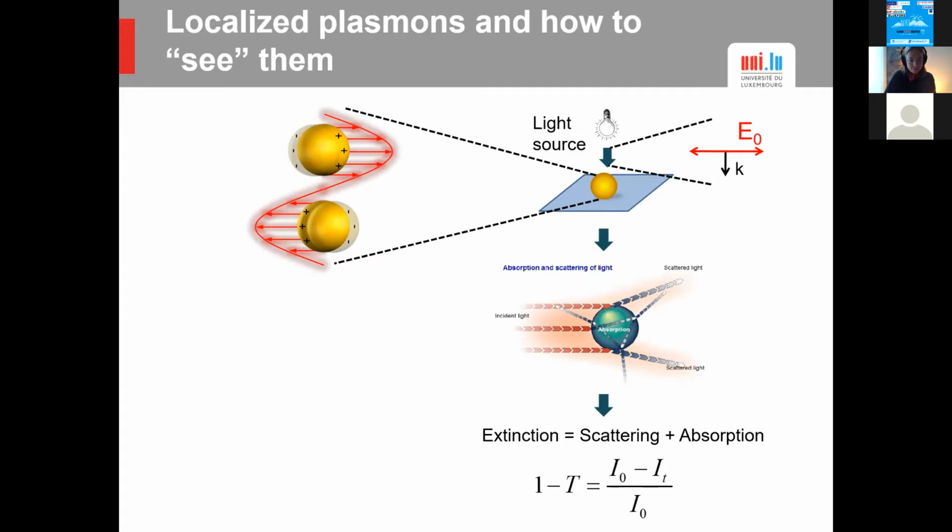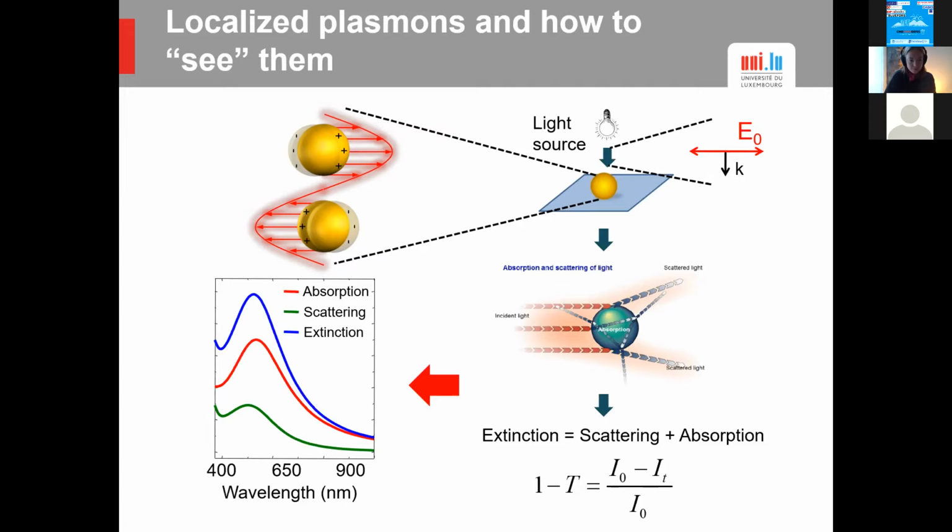But the physical quantity you measure in your lab is, of course, a transmission. So you can extract from your transmission the so-called extinction that takes into account both processes, both scattering and absorption. But this is the simple way you can see a plasmon in your lab.